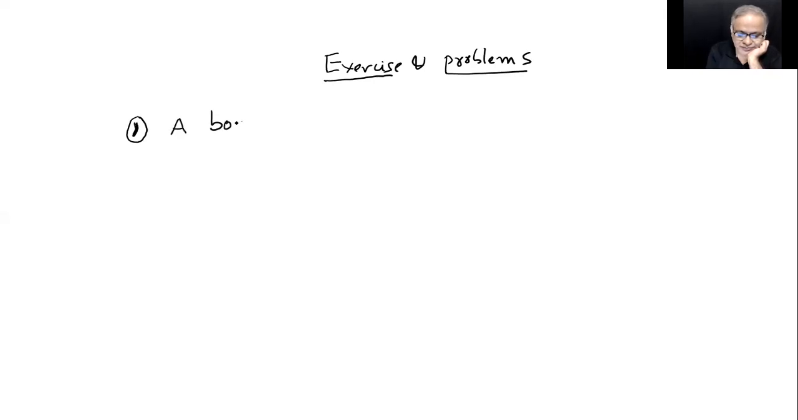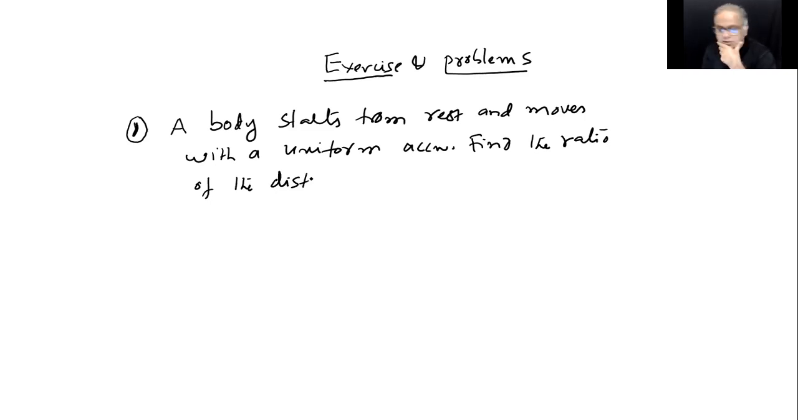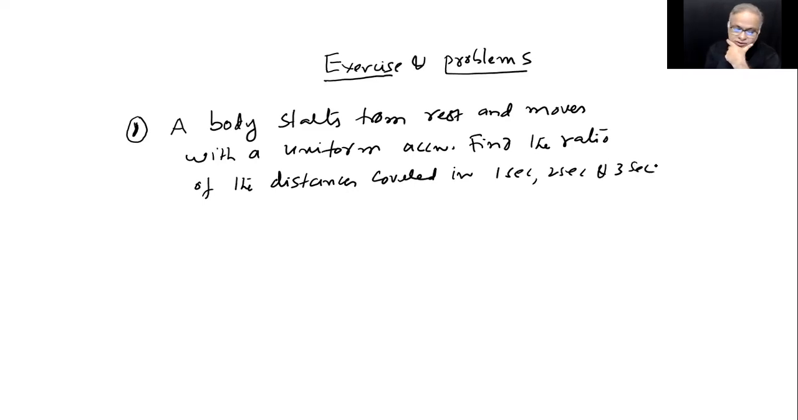A body starts from rest and moves with a uniform acceleration. Find the ratio of the distances covered in 1 second, 2 seconds, and 3 seconds from the start.